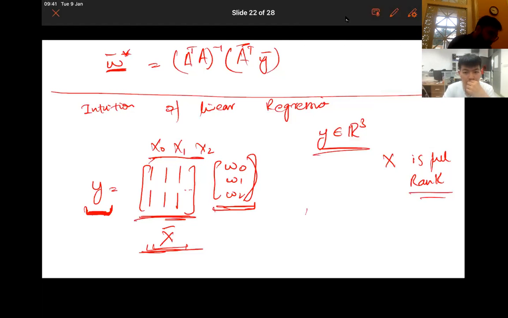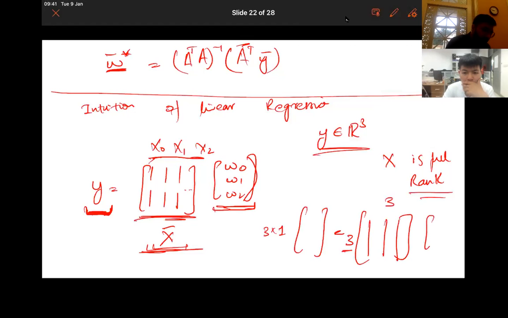Y is, like I said, 3 by 1. X, because this X column span is also in R3, would be 3 by 3, because each X has 3 elements and you took 3 of them. And I'm saying that it's full rank. And then this is some unknown W0, W1, W2. And we can find this. We know that A inverse Y would be W.